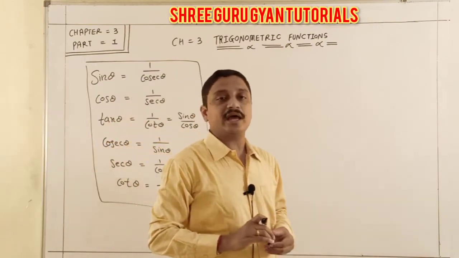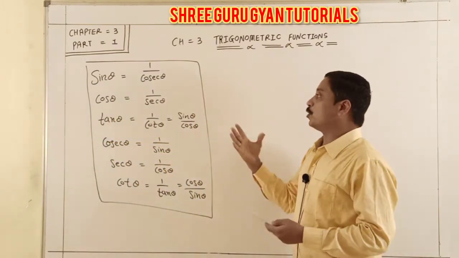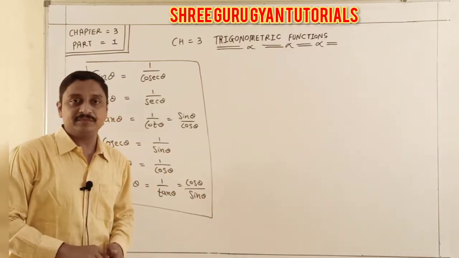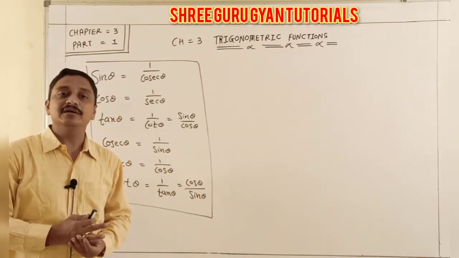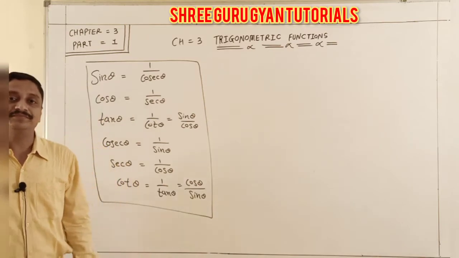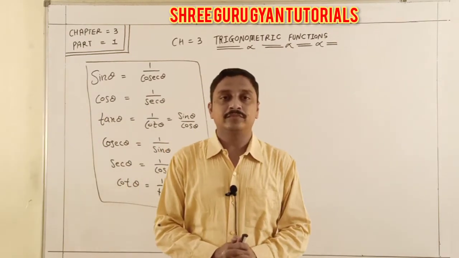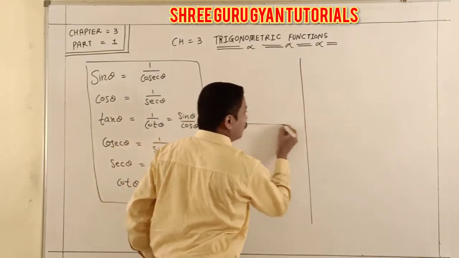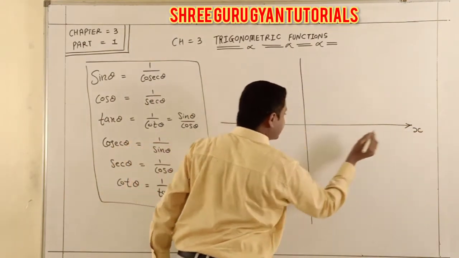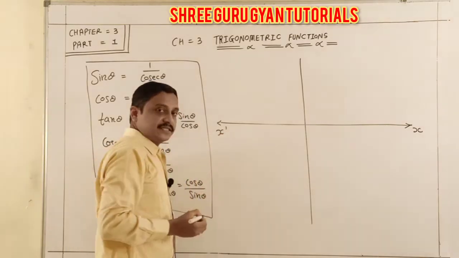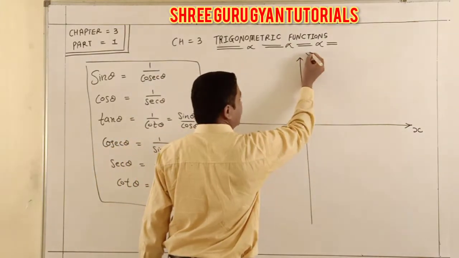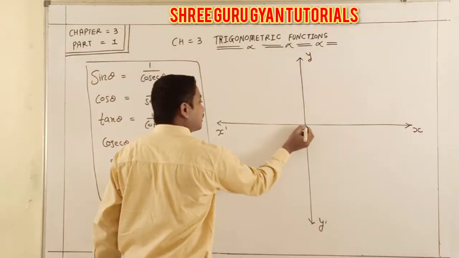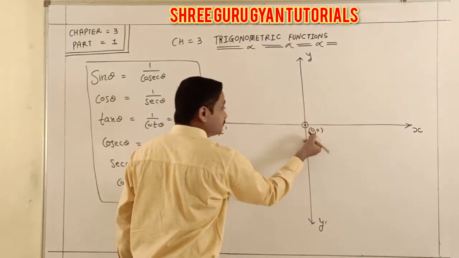Now students, I am going to explain the properties related to degree measure and radian measure. Now students, I continue with plotting the 4 quadrants. This is the x-axis positive, the x-axis negative, the y-axis positive and the y-axis negative. And the center, you know, is the origin.